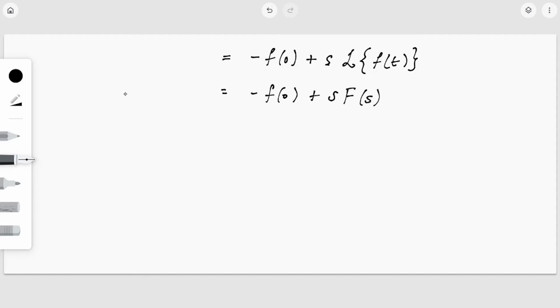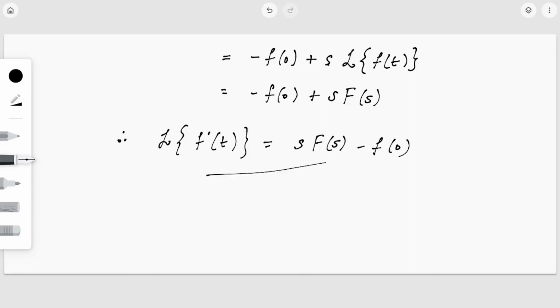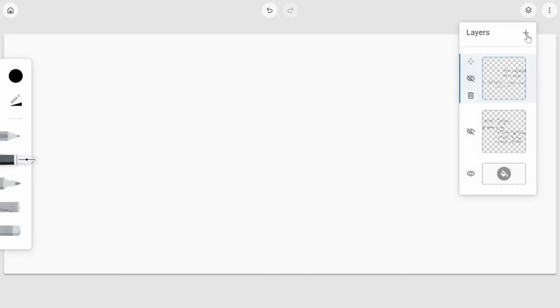Okay, so I get the Laplace transform of f dash of t is nothing but s into F of s minus f of 0. Okay, so like this, if we proceed, if I move on to finding the Laplace transform of the second derivative, that is script L of f double dash of t, what will be this value?